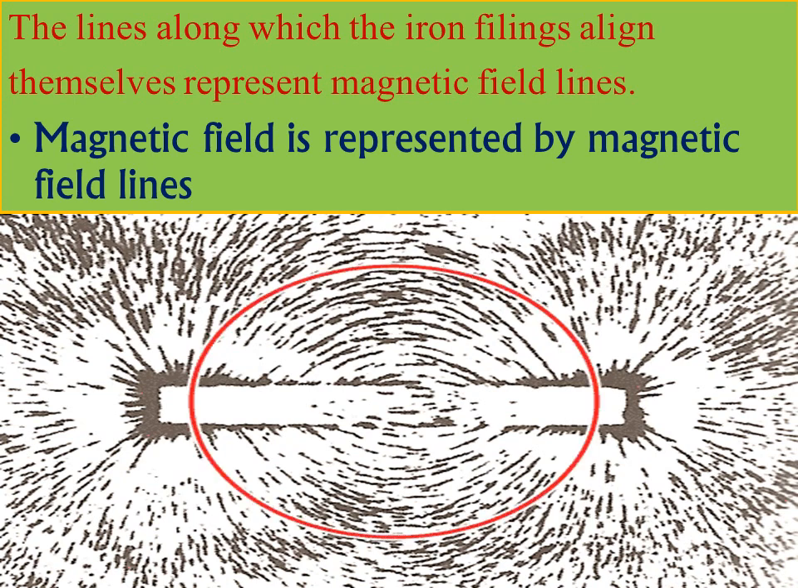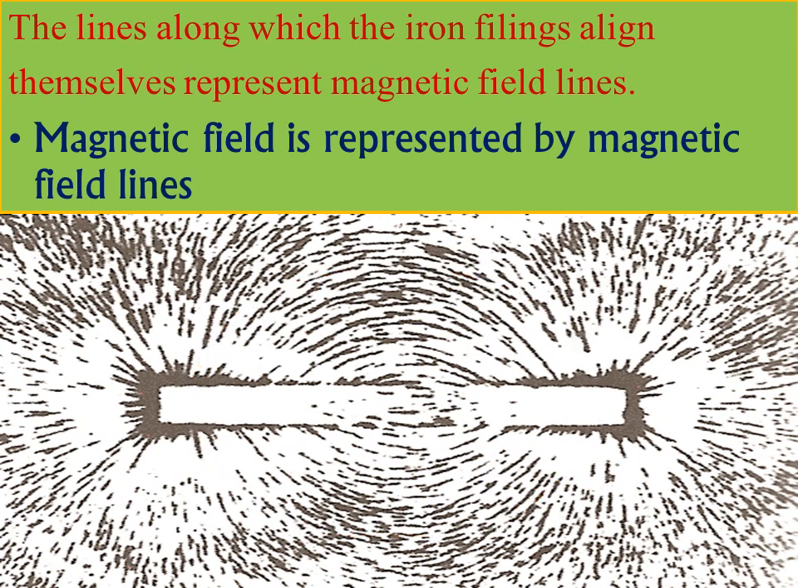In this method, we have to keep a strong bar magnet at the center of a white paper fixed on a drawing board. Then we have to sprinkle some iron filings uniformly around the bar magnet. Then we can notice that the iron filings arrange themselves in a pattern as shown in the figure.